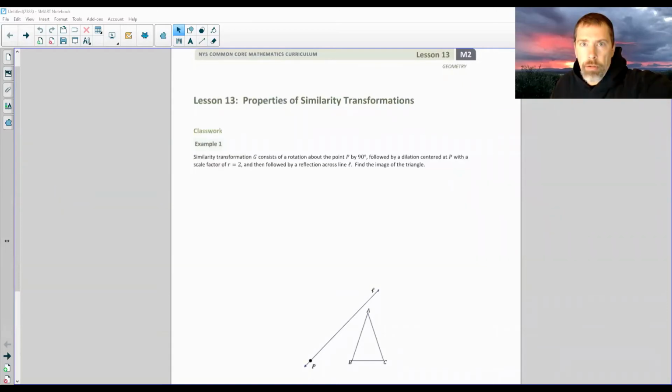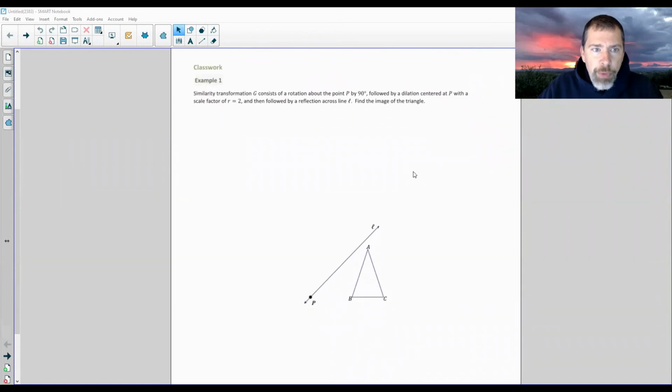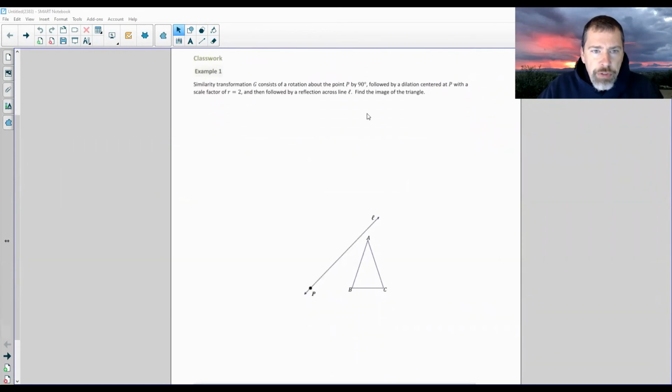Hello out there. This is Lesson 13, Properties of Similarity Transformations. More transformations. Example 1: Similarity Transformation G consists of a rotation about a point P, 90 degrees, followed by a dilation centered at P with a scale factor of r equals 2, and then reflecting across line L. Find the image of the new triangle.